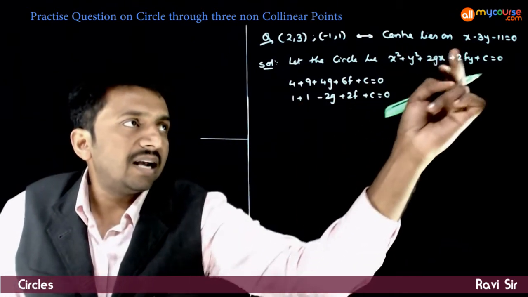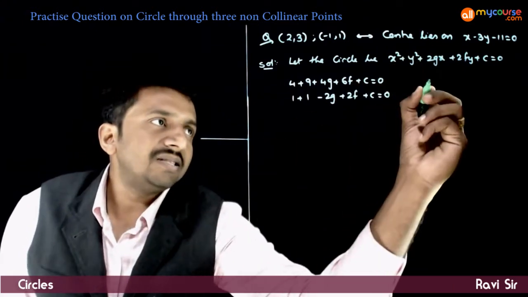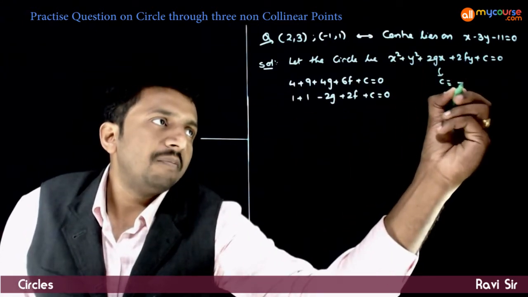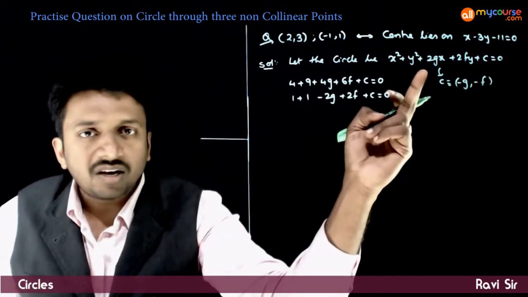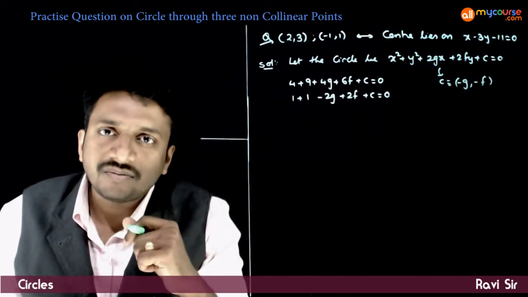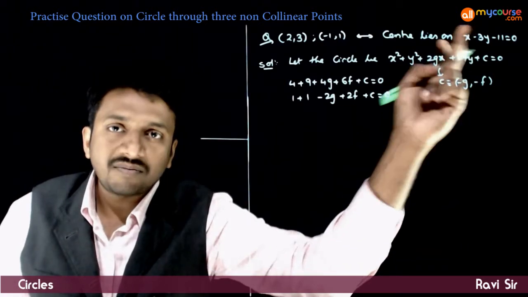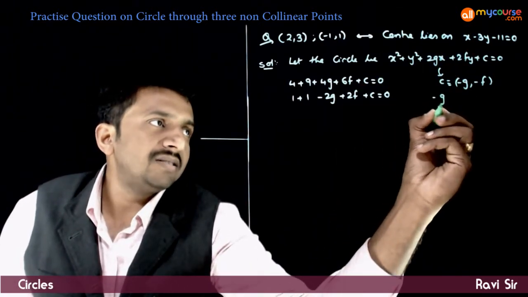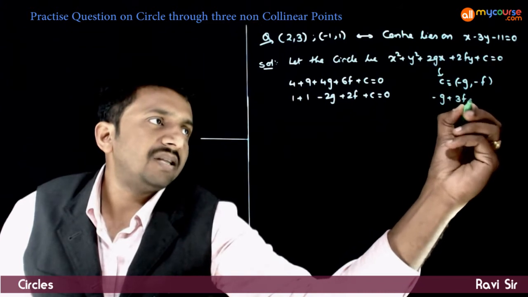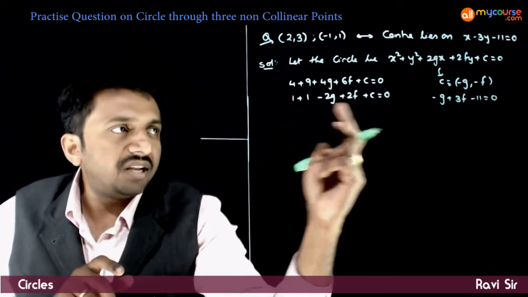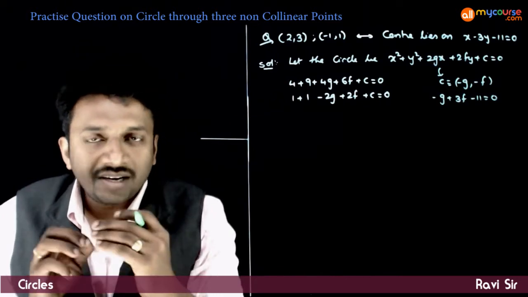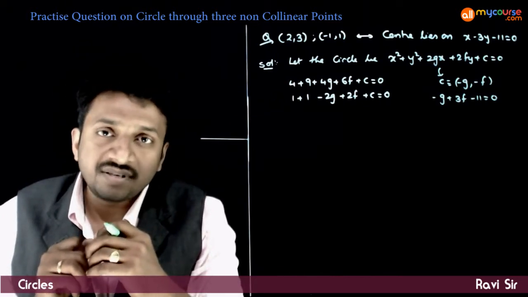Next, the center lies on this line. The center is nothing but (-g, -f), right? We have already seen this. For the general equation, the center is (-g, -f). So (-g, -f) lies on this line. So -g + 3f - 11 = 0. So you have three equations. So let us try to solve for g, f and c.